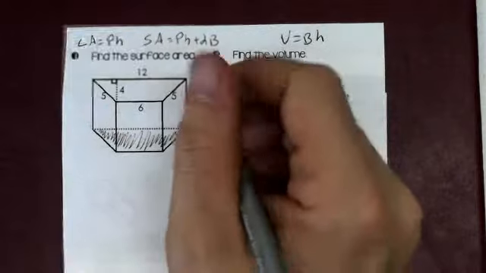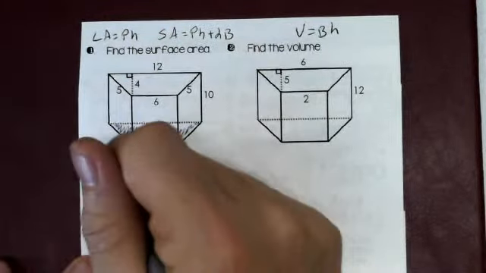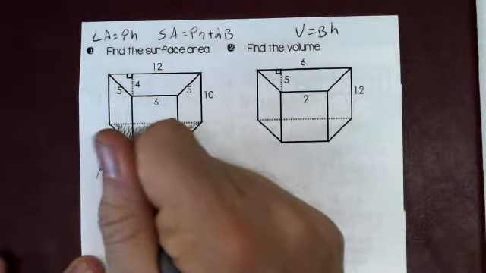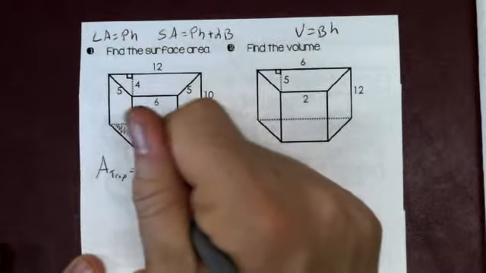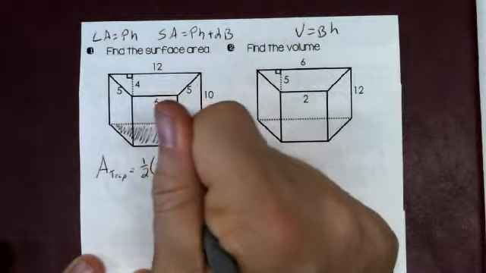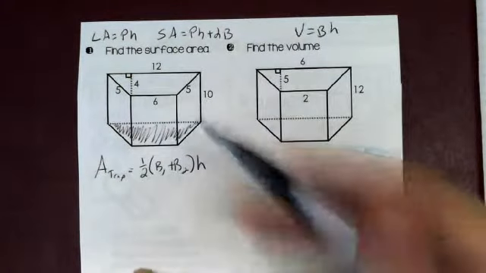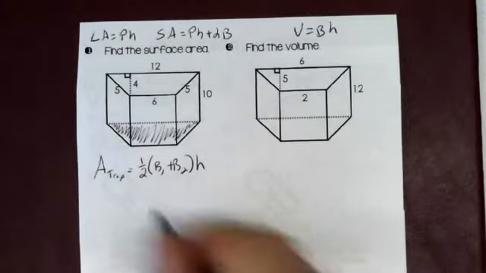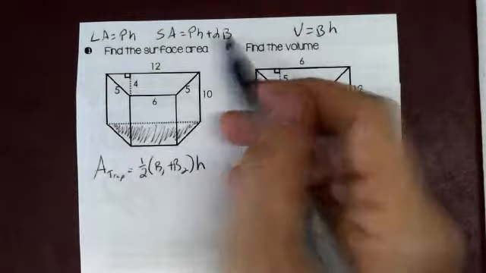Now, the thing about trapezoids is trapezoids have a formula to find the area. And the formula for the area of a trapezoid is 1/2 of base 1 plus base 2 times the height of the trapezoid, not of the prism. And so that's the formula we're going to be using so that we can find the area of our base.